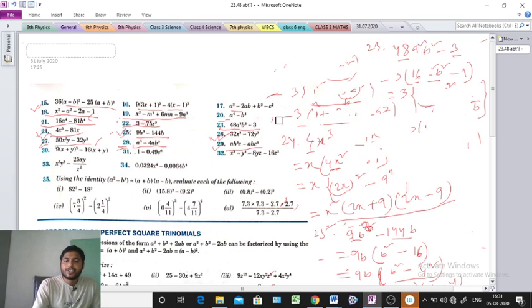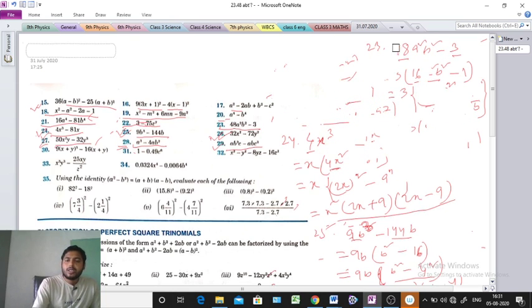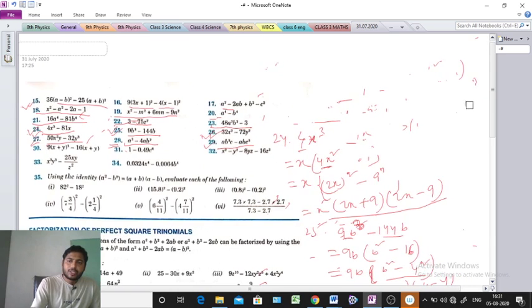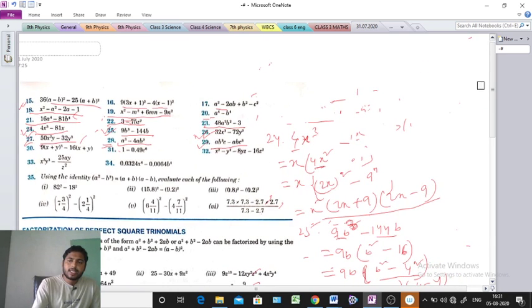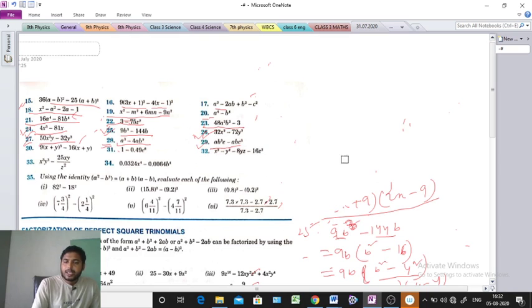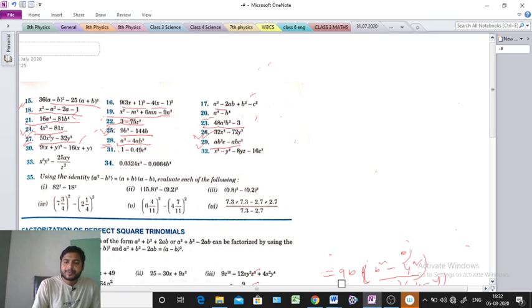Okay, easy question. At first, after writing the question, you just check the question. Next, what to do? Next, check once whether any common portion is there or not. If a common portion is there, take it common. After taking common, we'll get the things inside the bracket. And there we will also get a formula, and with the help of the formula you just solve it. Okay, right?